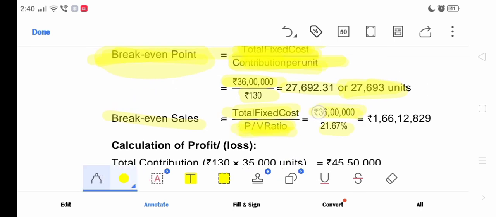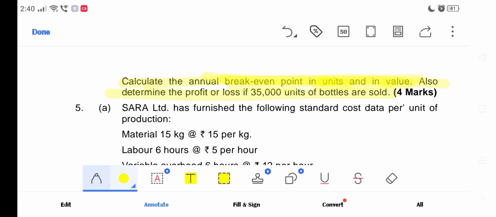So 36 lakh divided by 21.67 percentage, which comes to 1 crore 66 lakh 12,829 rupees. This is in value. So BEP, break even point, annual break even point in value and in units. First requirement is over, no?